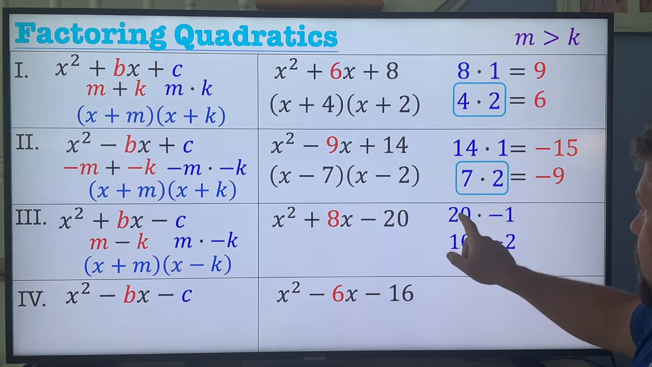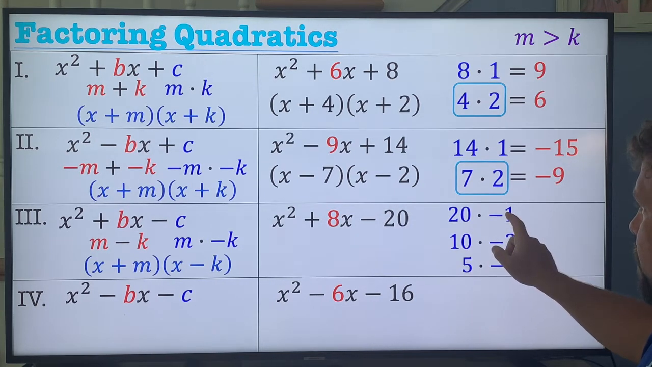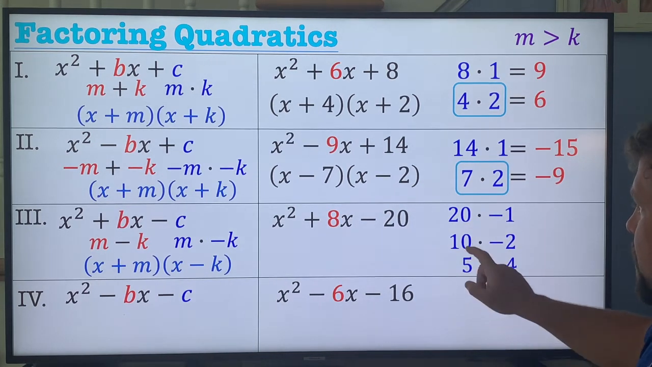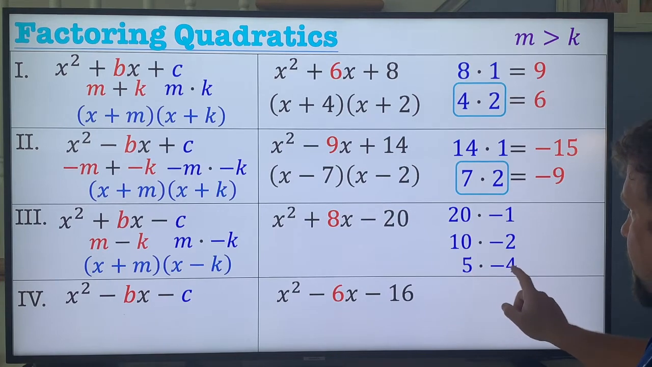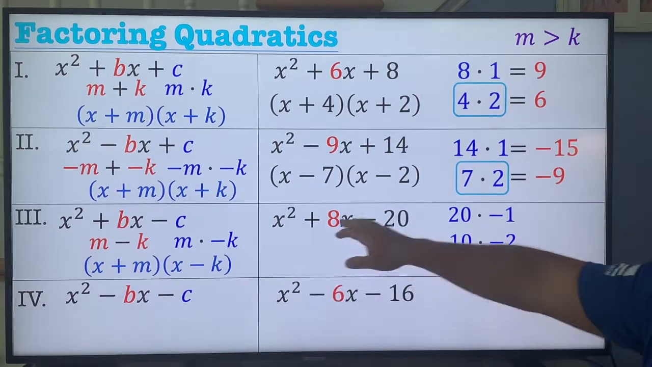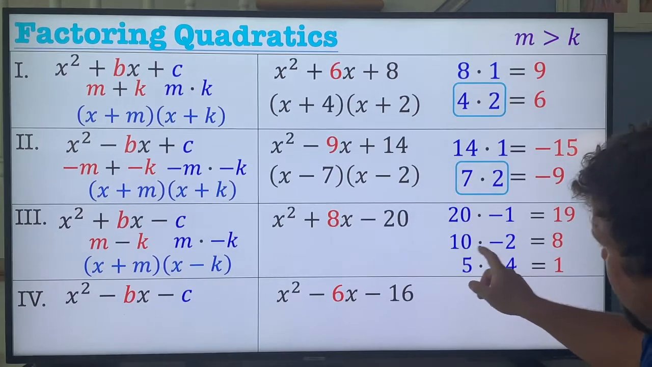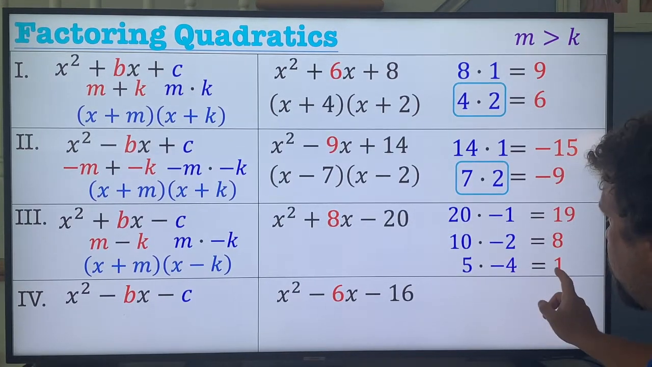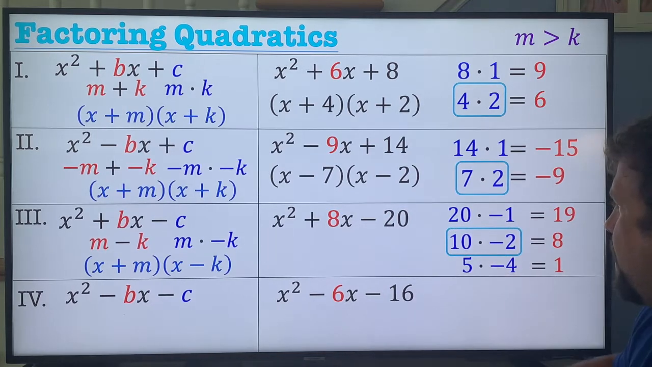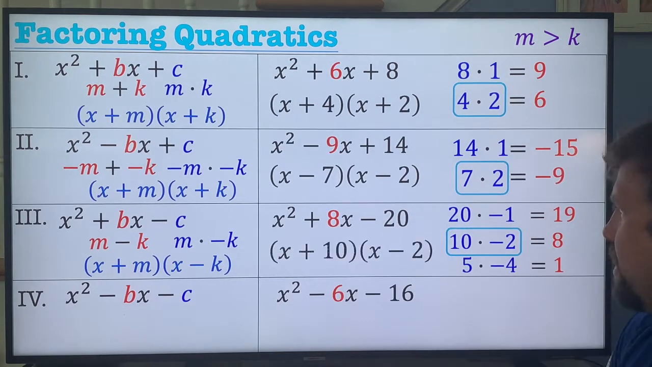So let's see, factors of 20: 20 times negative 1, because like I said, the positive number is bigger, 10 times negative 2, or 5 times negative 4. Which one of these gives you positive 8 as an answer? 20 minus 1 is 19, 10 minus 2 is 8, 5 minus 4 is 1. Right here, the 10 and the negative 2. So it's (x plus 10)(x minus 2).